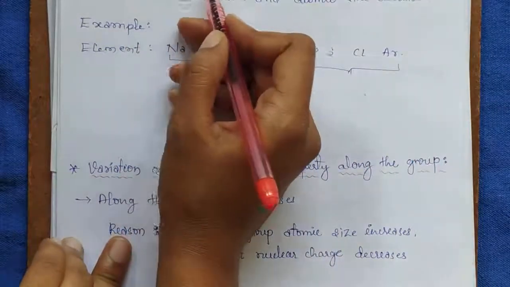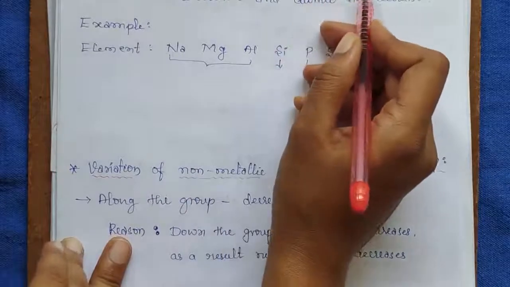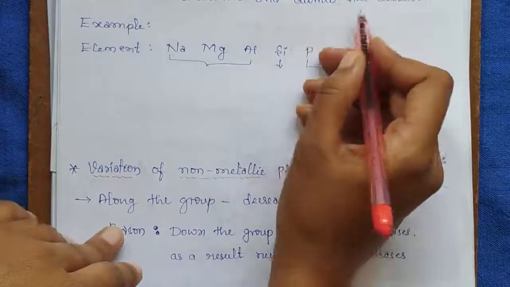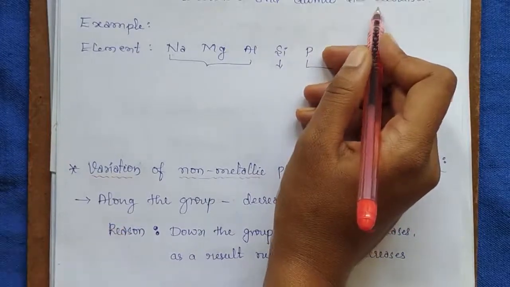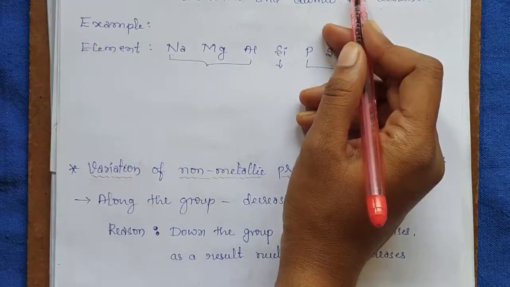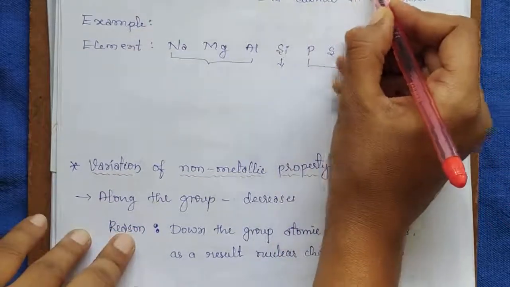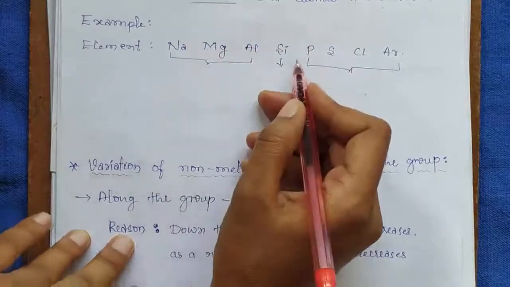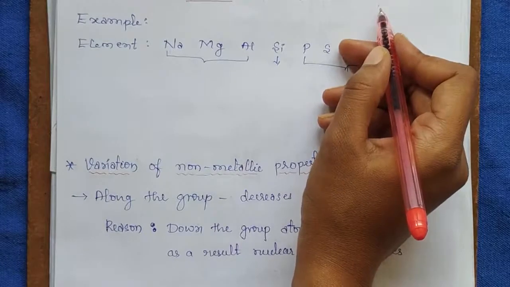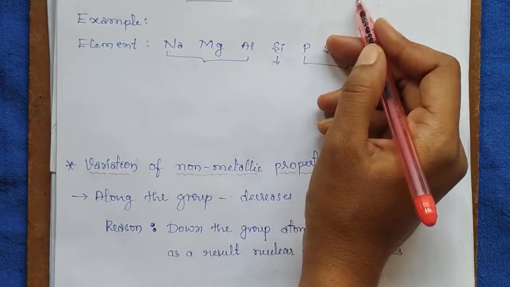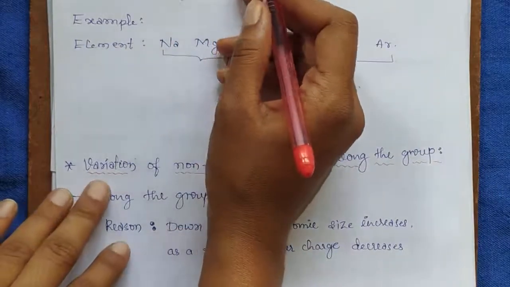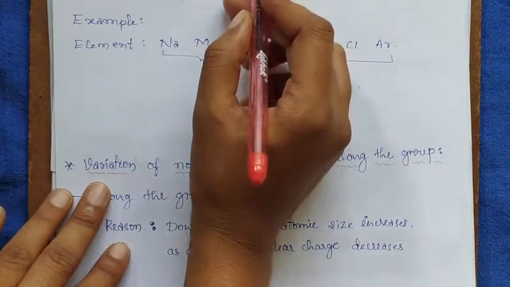The reason for this is that across the period, nuclear charge increases and atomic size decreases. Due to the decrease in atomic size and the increase in nuclear charge, on adding one electron, the nucleus can attract that additional electron. As a result, atomic size decreases. So these are the two reasons. Because of these two reasons, as we move across the period, the non-metallic property increases.